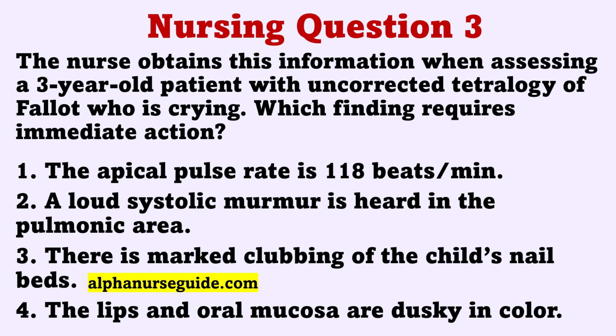The correct answer is 4. The lips and oral mucosa are dusky in color. Circumoral cyanosis indicates a drop in the partial pressure of oxygen that may precipitate seizures and loss of consciousness. The nurse should rapidly place the child in a knee-chest position, administer oxygen, and take steps to calm the child. The other assessment data are expected in a child with congenital heart defects, such as tetralogy of Fallot.